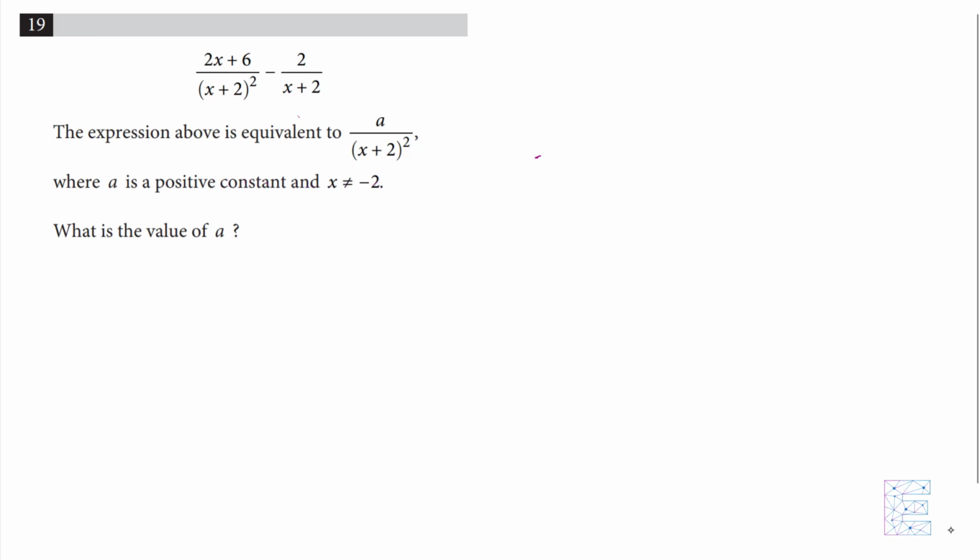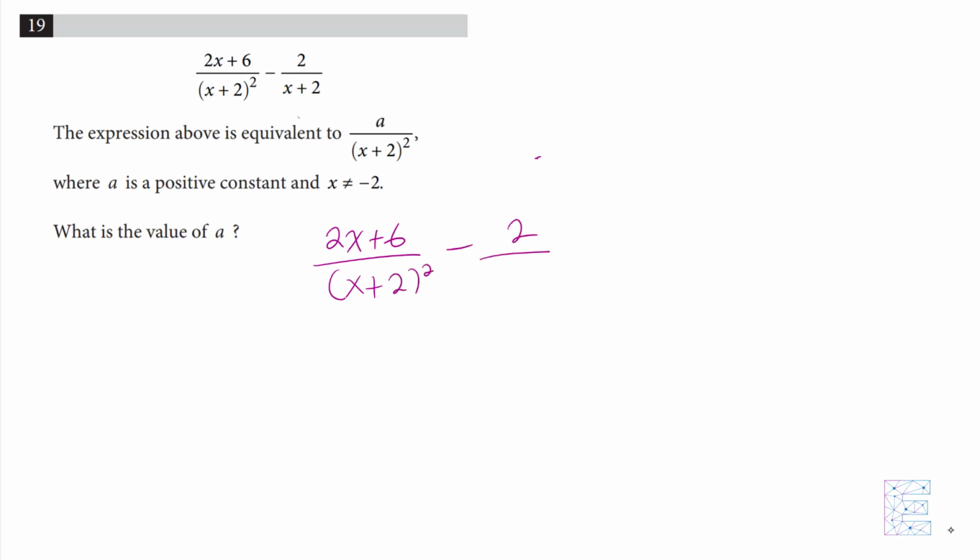Now, our main task here is to make this expression look like this, and that's simply just subtracting two fractions. So let's go ahead and do that. We have 2x plus 6 over x plus 2 squared minus 2 over x plus 2. Remember, fractions can only be subtracted if they have a common denominator. So we need to figure out the least common denominator for these two denominators here.